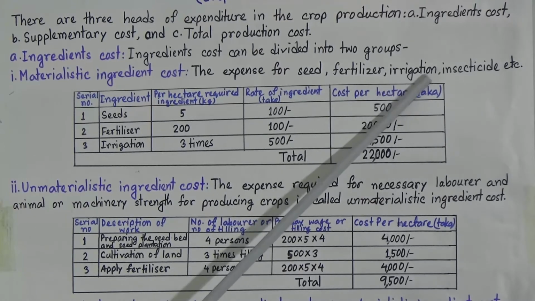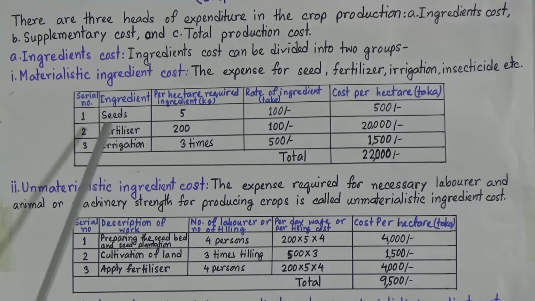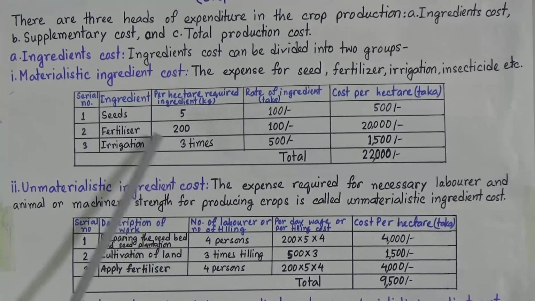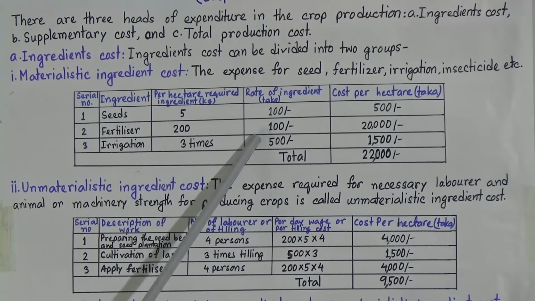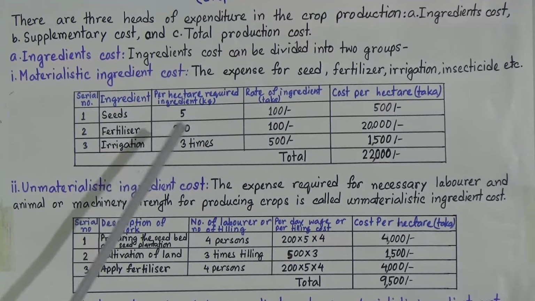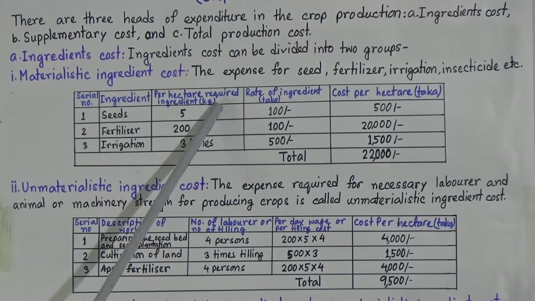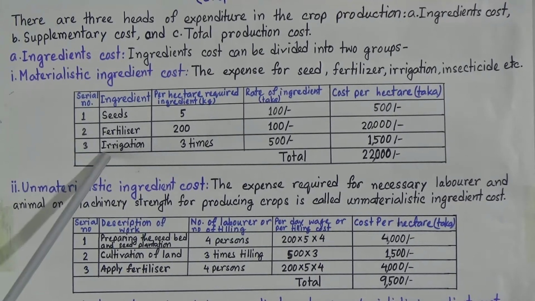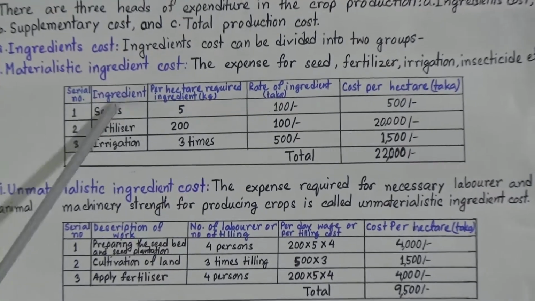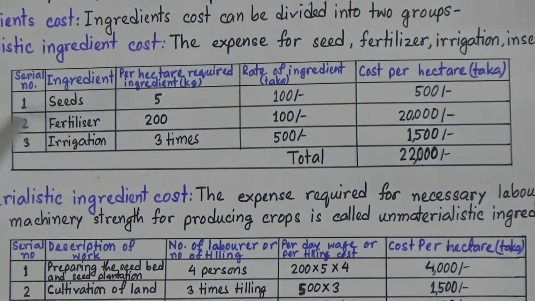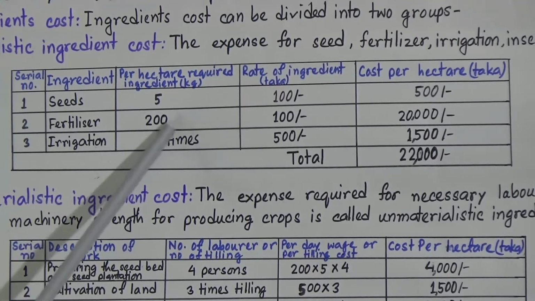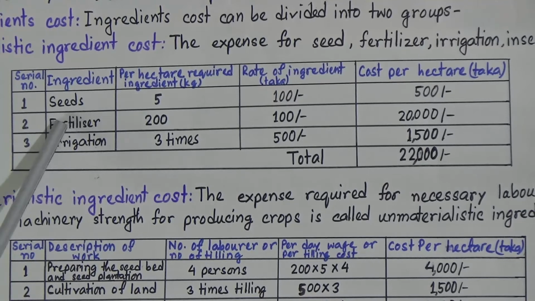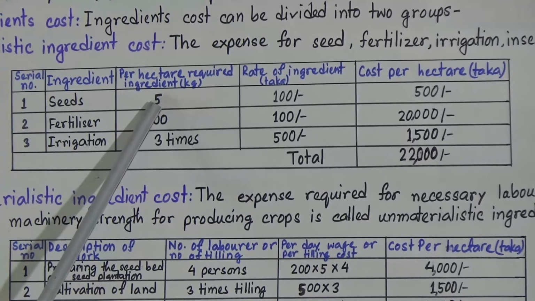Or the spray. And now look, my dear students, there is a table for calculating materialistic ingredient cost. This is the sample. By using this process, you will calculate materialistic ingredient cost. Here I took 3 ingredients, and there can be more ingredients in your crop production. So you will add these ingredients like 1, 2, 3, 4, 5, 6 and you will calculate your materialistic ingredient cost.